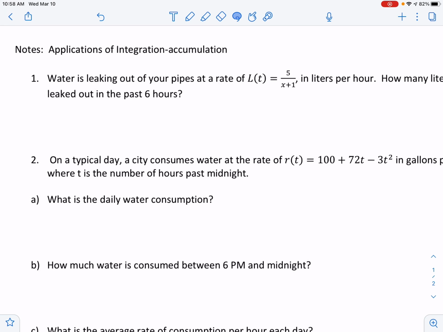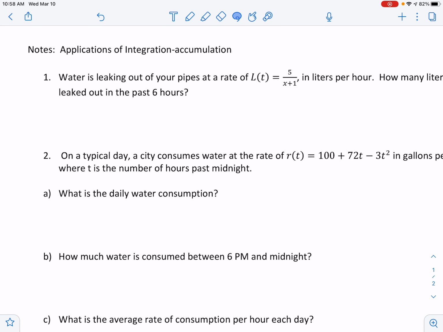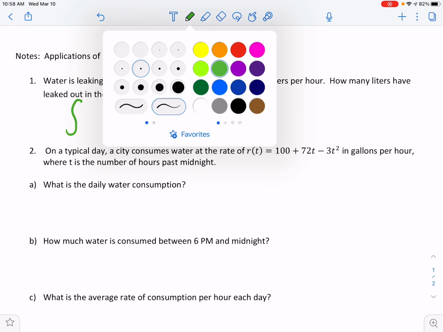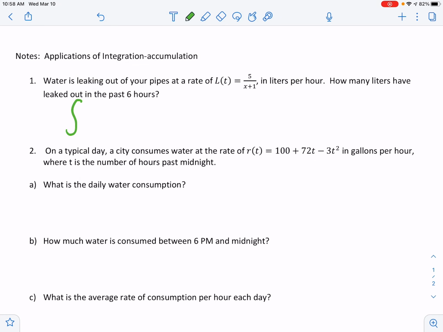So here's the problem. Water's leaking out of your pipes at a rate of 5 over x plus 1 in liters per hour. How many liters have leaked out in the past 6 hours? So what I'm going to do is integrate from 0 to 6, 5 over x plus 1 dx.